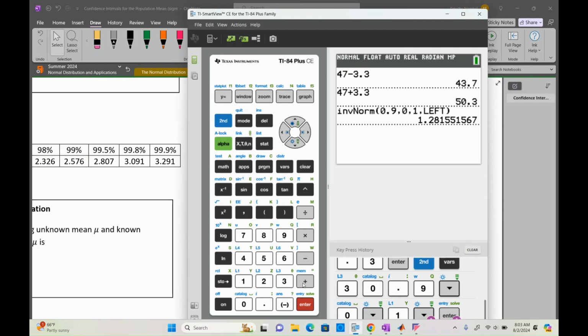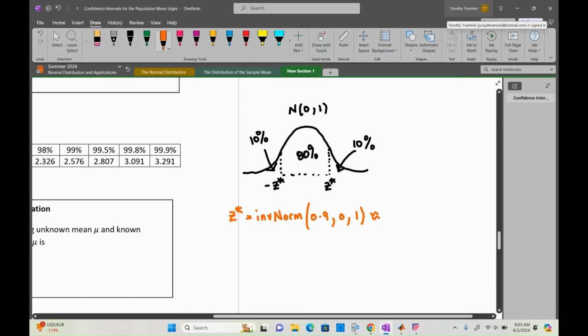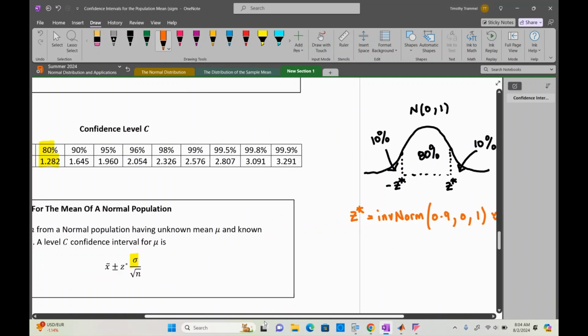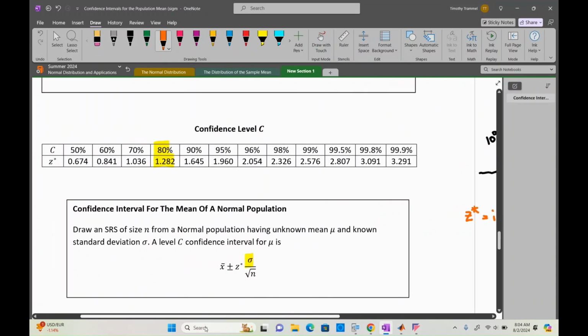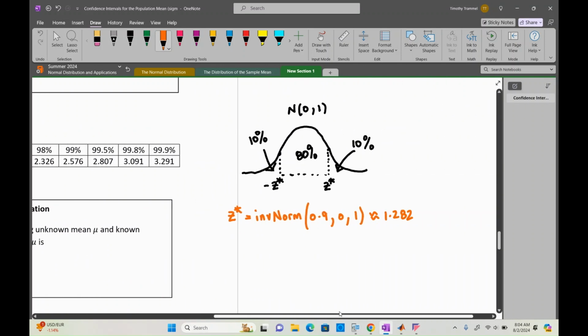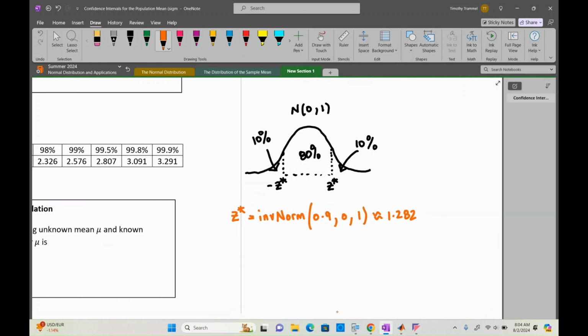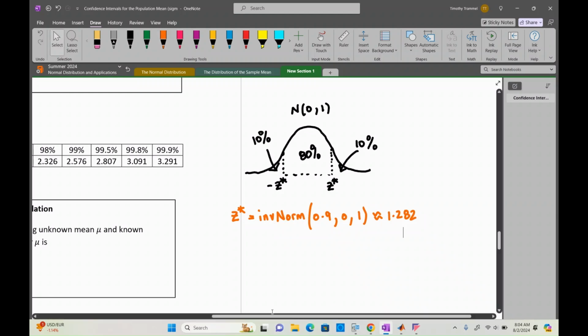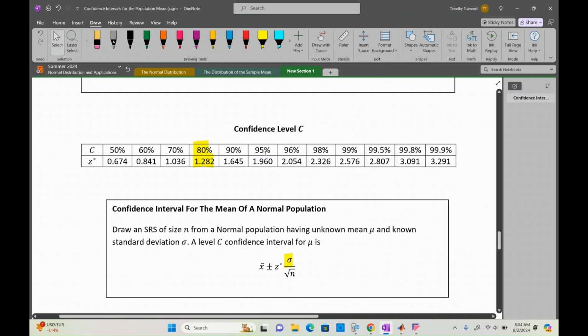And so I'm getting here about 1.282 if I round that to the third decimal place. 1.282. And if we look over here, that matches exactly what's in the table. So you actually can use inverse norm to come up with all of these Z star values if you wanted to, but I will be providing you all with this table on the final.